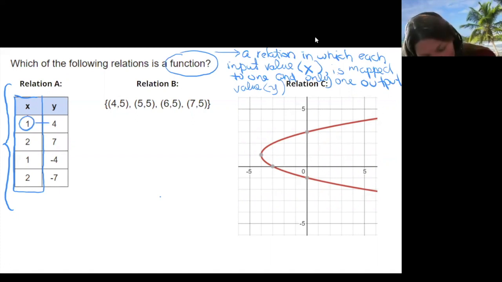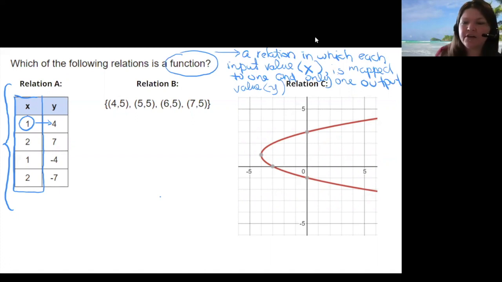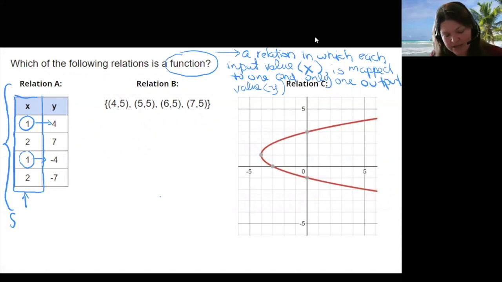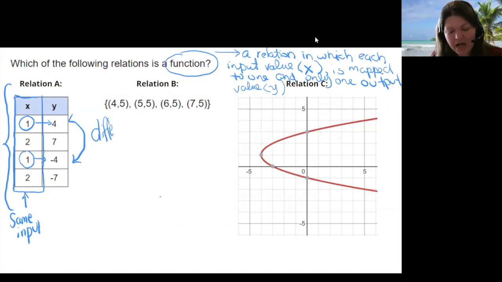If you take a look here, you can see I have an X value of 1 and it's mapped to a 4. And then look at that, here I have an X value of 1 and it's mapped to a -4. I have the same X value, the same input, mapped to different outputs. This is not a function. It fails the function test.